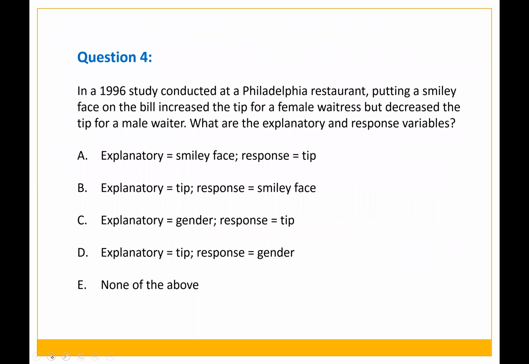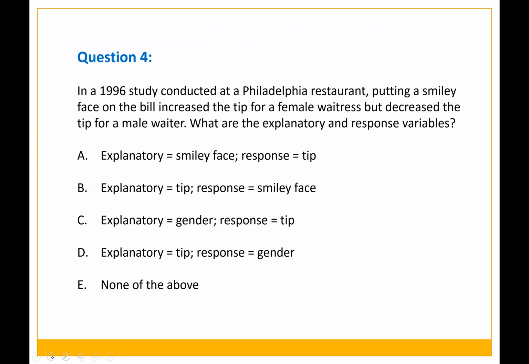Now let's come to question 4. Again, stop me if you want to work on this alone. In a 1996 study conducted at a Philadelphia restaurant, putting smiley faces on the bill increased the tip for female waiters, but decreased the tip for a male waiter. What are the explanatory and response variables? Okay, I got this question wrong, but now I understand how it can be a little bit confusing to some of you.